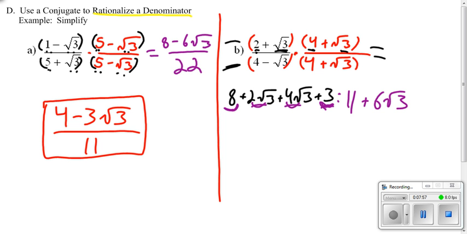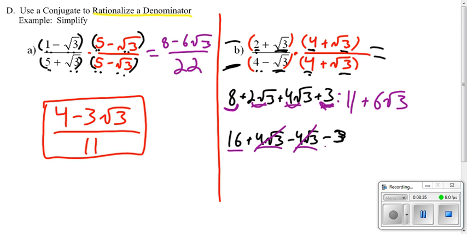Looking at our denominator, 4 times 4 is 16. 4 times square root of 3 is 4 square roots of 3. Negative square root of 3 times 4 is, again, minus 4 square roots of 3. And negative square root of 3 times square root of 3 is negative 3. Oops, that's a 3. Again, combining like terms, we notice that we have a square root of 3 term in each of these, and they're plus 4 and minus 4. Those subtract out. So look at that. We got rid of our radicals, which is exactly what we were looking to do.